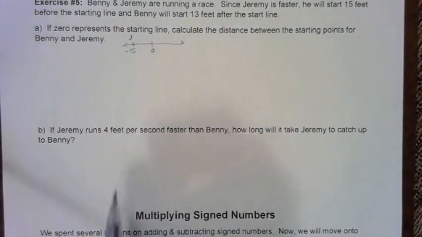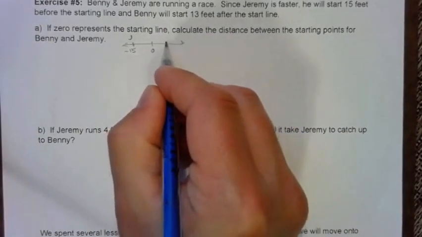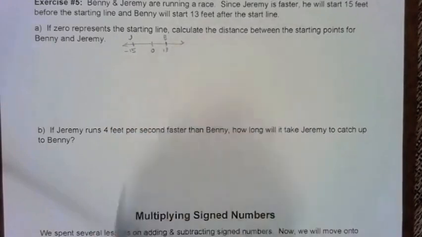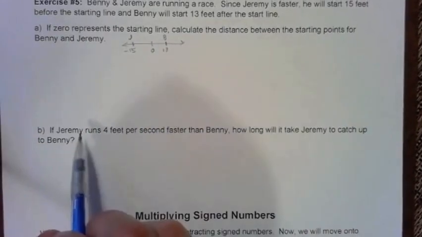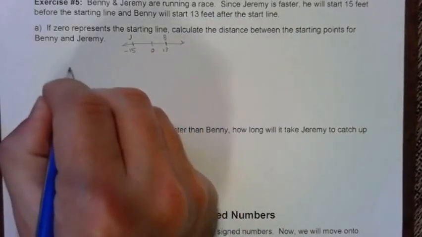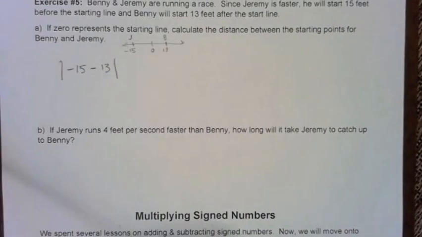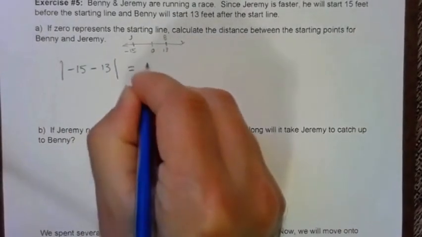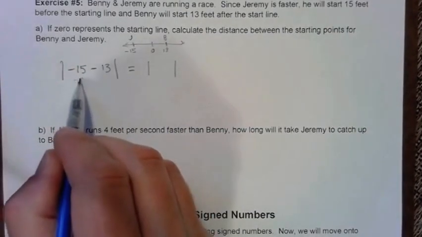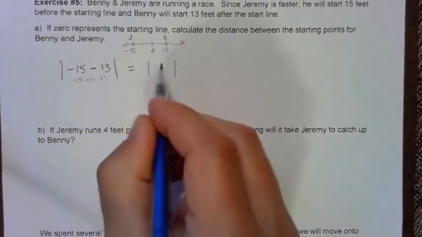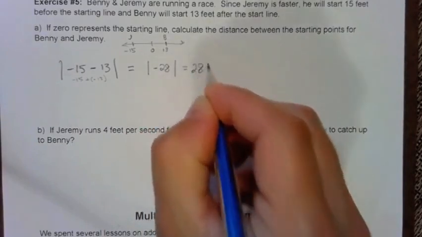Okay, so that's where Jeremy is beginning. I can put a J there for Jeremy. Benny is 13 feet after the starting line, so that is going to be here at positive 13, and that's where Benny is starting. So how far apart is this distance between their starting points? Well, again, we can do a subtraction. We can take Jeremy's starting point, negative 15, and subtract off Benny's, and make sure that we do that in absolute value. So negative 15 minus 13 is the same as negative 15 plus negative 13, which equals negative 28. And then the absolute value of negative 28 is 28.